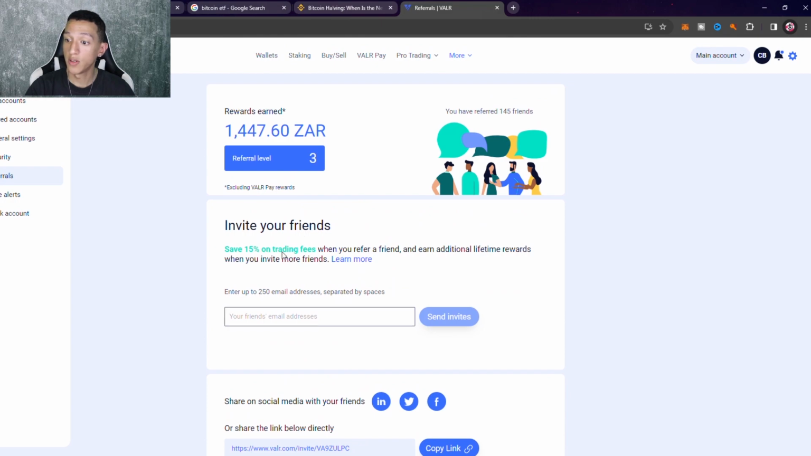Save up to 50% on trading fees when you refer a friend, and additional lifetime rewards when you invite more friends. So you can obviously learn more about this afterwards. There are 3 levels, and the higher the level, the more returns you and your referred person get, so you can read up more on that.